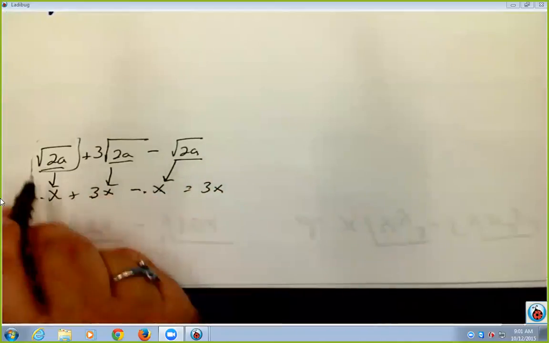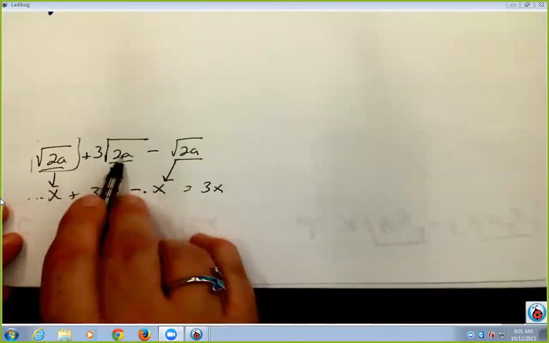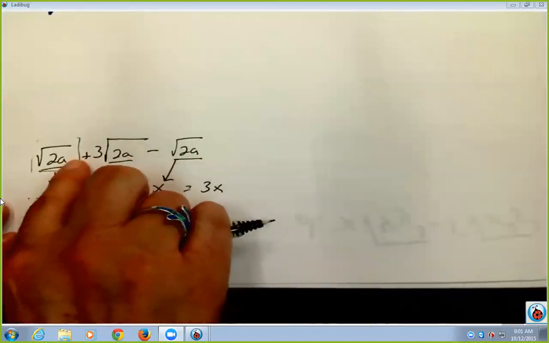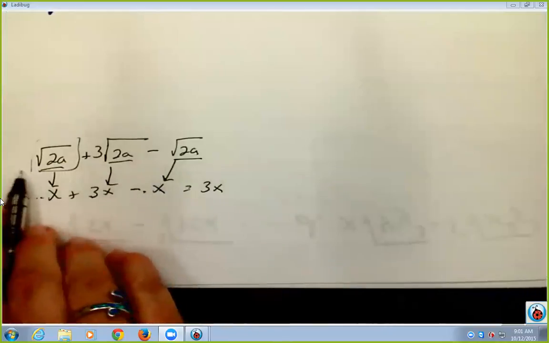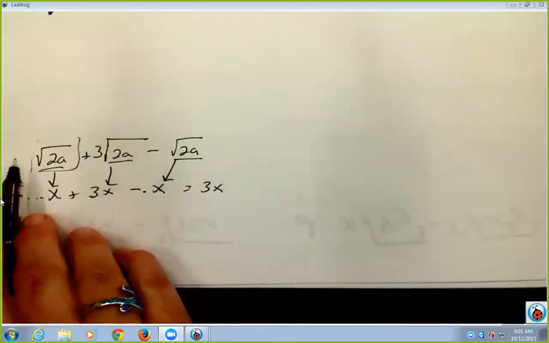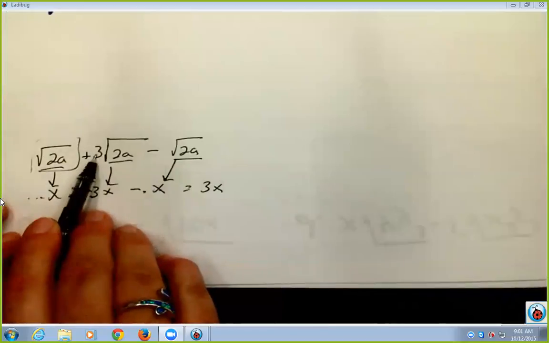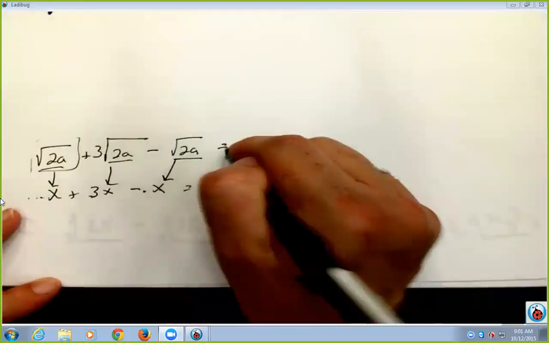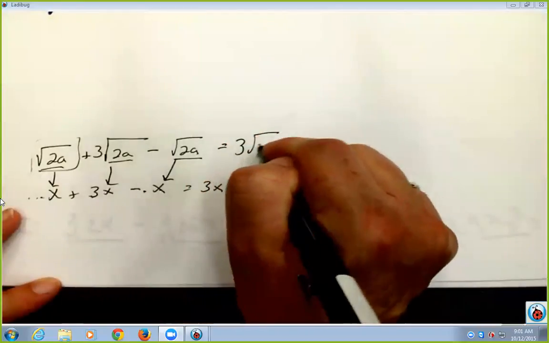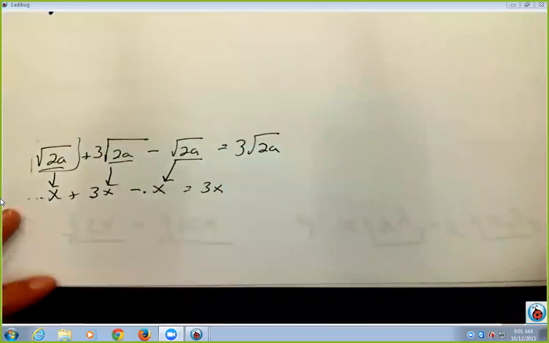The same up here. Square root of 2a, square root of 2a, square root of 2a, they all match each other. So therefore, I can take the numerical parts in front and add those together. So 1 plus 3 is 4. 4 minus 1 is 3. So this answer is 3, the square root of a squared.